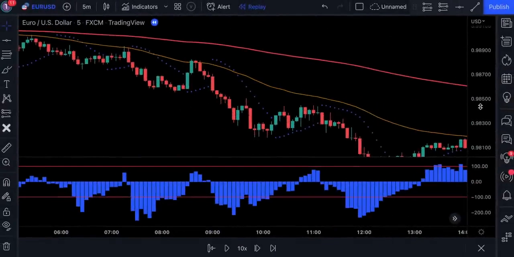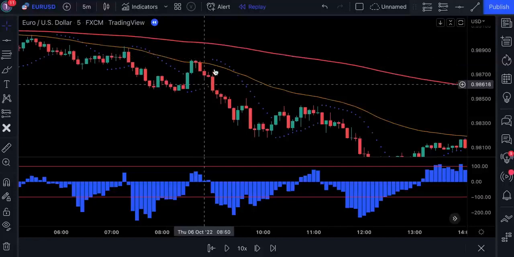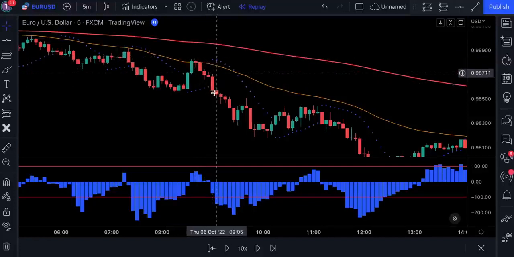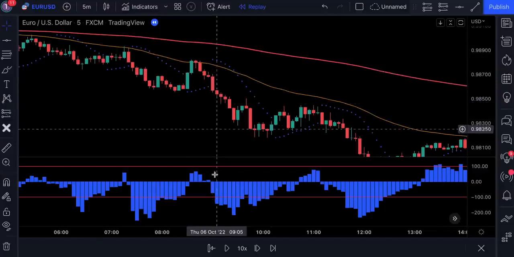Here's one more example for a short setup. We see the 50 EMA is below the 200 EMA. The price action made a pullback into the 50 EMA. Then we see the parabolic SAR shifted above the price. The market is closed below the EMAs and the candlestick is bearish. And lastly, we see that the CCI was not being oversold.